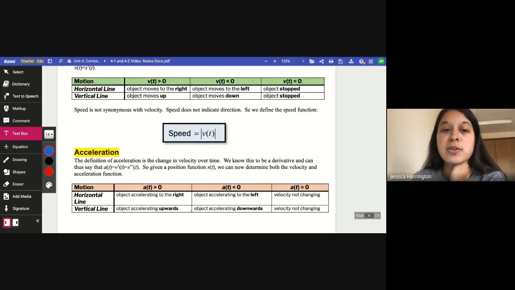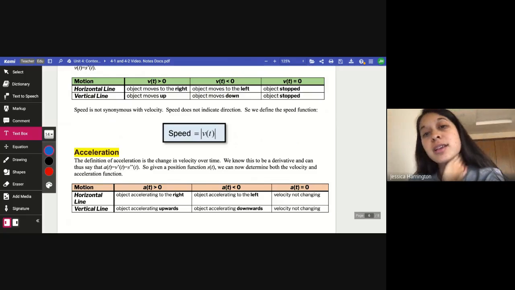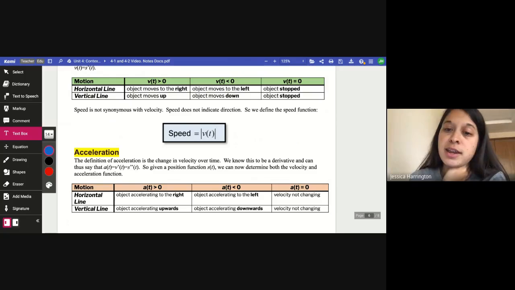Just some things to note about that. If you're talking about a horizontal line, if the acceleration is greater than 0, the object is accelerating to the right. If it's less than 0, it's accelerating to the left. And if it's 0, that means the velocity is not changing. There's no change in velocity over time. The same is true for a vertical line; you just talk about up and down.